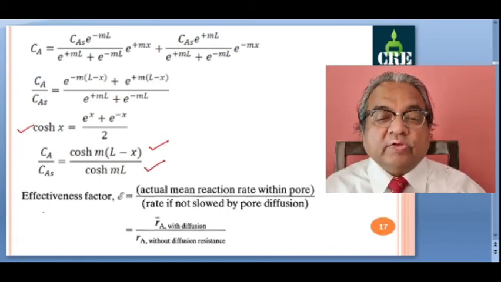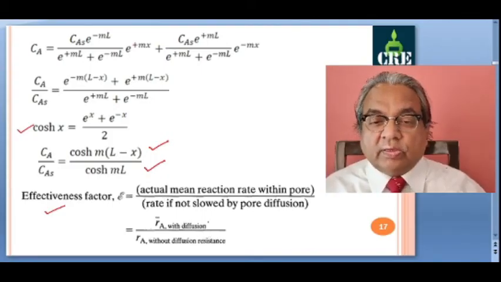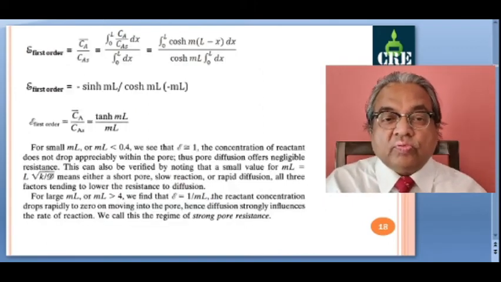Now we define the effectiveness factor, or we can say efficiency also, as the rate with diffusion divided by the rate without diffusion. The rate without diffusion represents the rate if not slowed down by the pore diffusion, and the rate with diffusion is the actual rate. So we have to compare what the rate will be without diffusion and with diffusion.